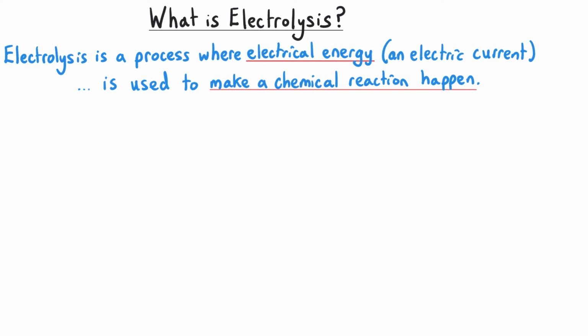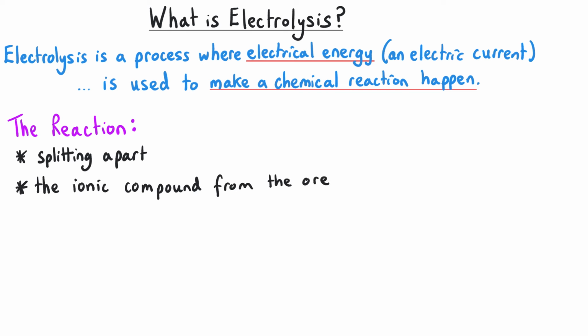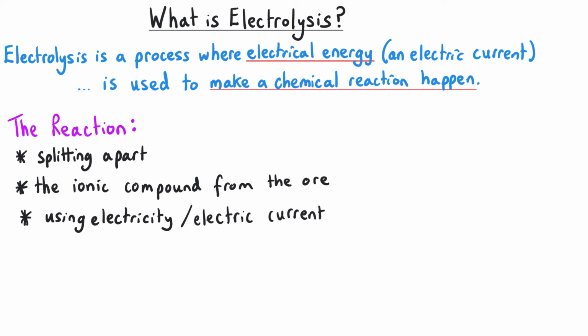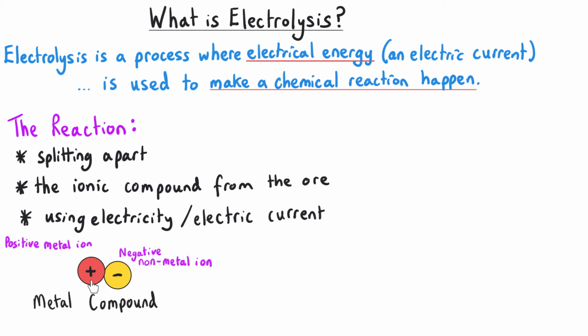In the case of metal extraction, the reaction that takes place is the splitting apart of an ionic compound from the metal ore. And in that process, we provide the energy by using an electric current. We start with a metal compound, and you can tell it's an ionic compound because there is a positive particle and a negative particle. These are the two ions, a positive ion and a negative ion.